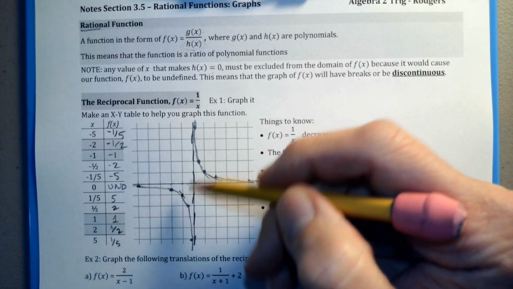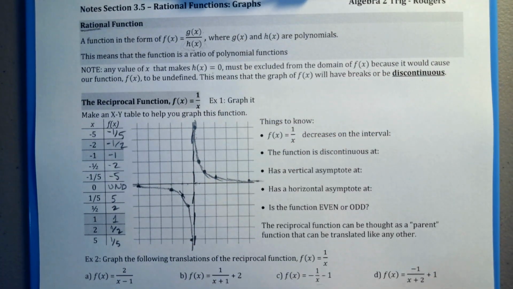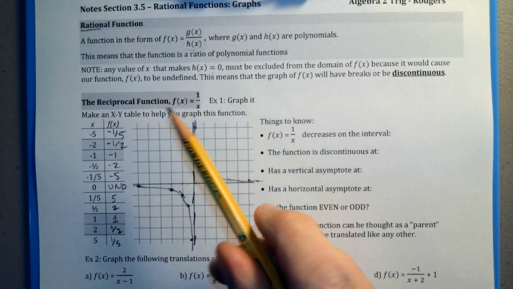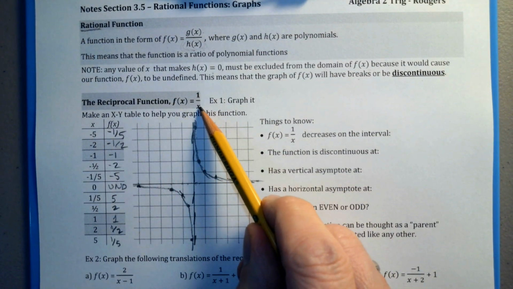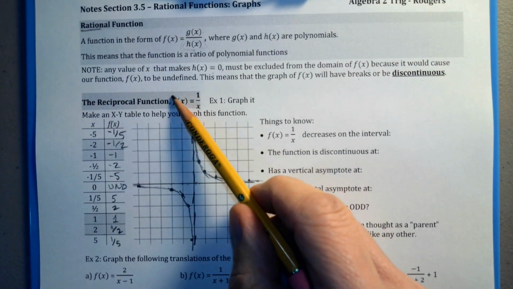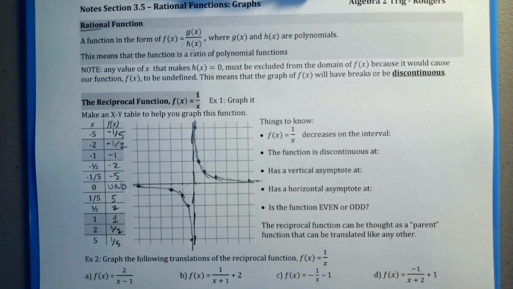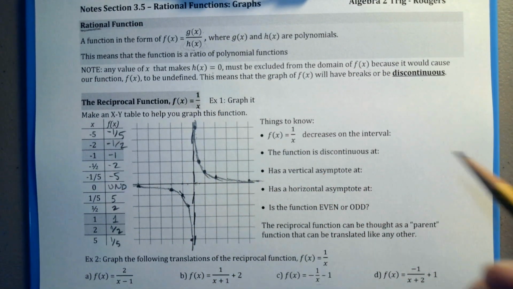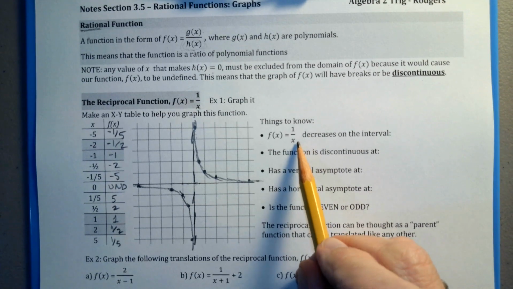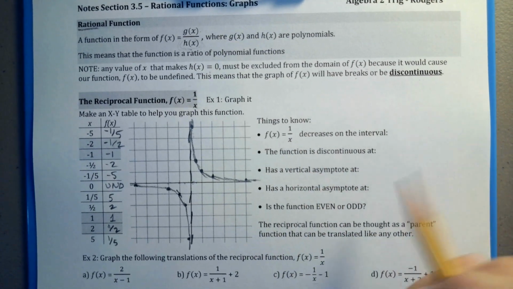So we'll put in a dashed line for the asymptote. Okay, so there's a vertical asymptote at that x value that would have made the denominator 0 and the function undefined. Okay, so let's see. Let's answer some questions over here.